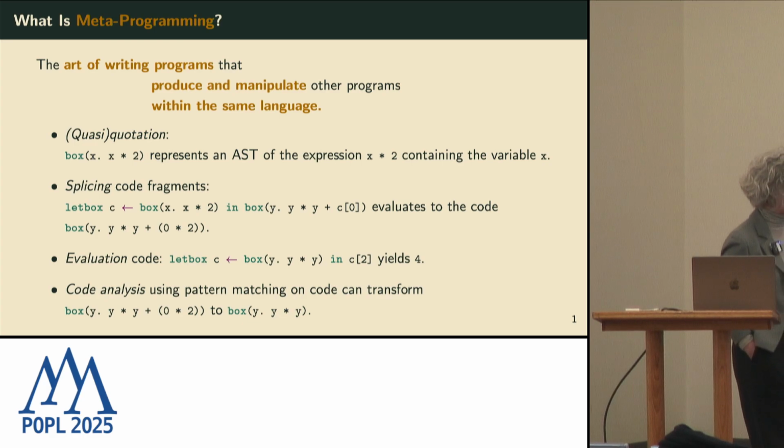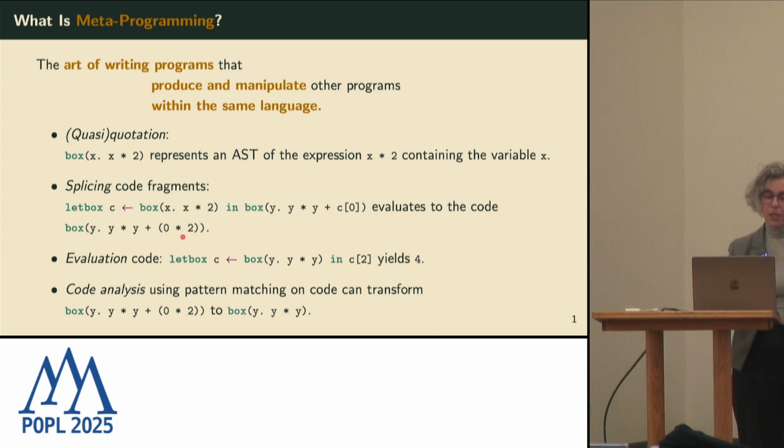So the first one is essentially quoting a piece of code, a program, or an expression, and you get an AST back. So if you have x times 2, x is some kind of variable that is contained in this expression. Splicing, in our setting, we will bind this piece of code x times 2 to this variable c, and we want to use it here in a larger AST, where we then instantiate this free variable x with 0, and that gives us the expression y times y plus 0 times 2.